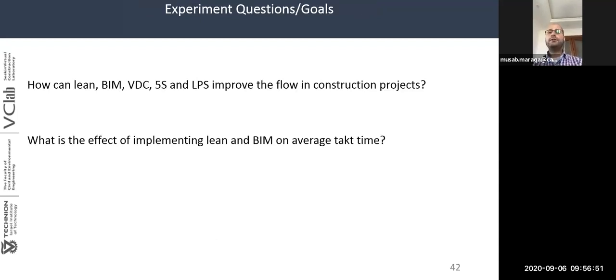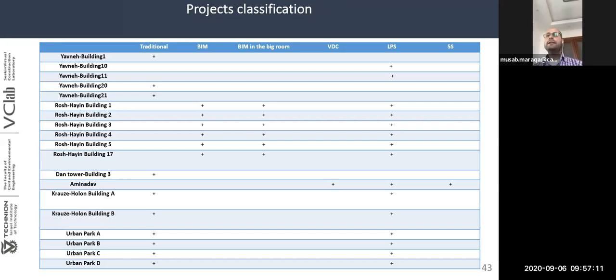Now, for the goals of this experiment, we need to test and answer these questions. How can Lean, BIM, VDC, 5S, and the last planner system improve the flow in construction projects? And what is the effect of implementing Lean and BIM on average target time? Now, this slide shows us a matrix of project classification. On the y-axis is the project's name, and the x-axis shows the implementation of BIM, VDC, last planner system, or whether the project is traditional.